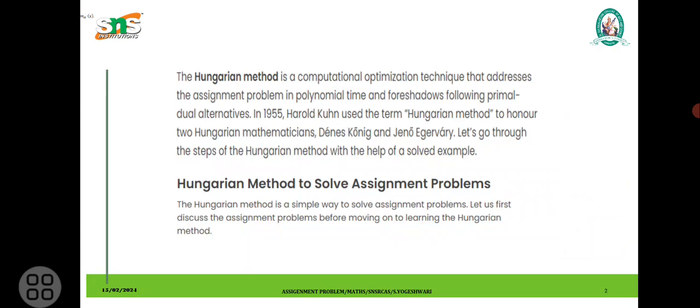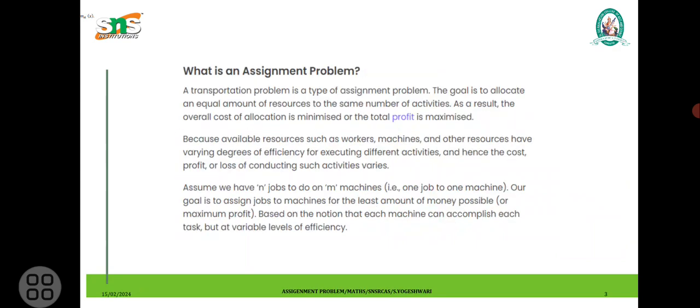Let's go through the steps of the Hungarian method with the help of a solved example. The Hungarian method is a simple way to solve assignment problems. Let us first discuss the assignment problem before moving on to learning the Hungarian method. What is an assignment problem? I already taught you what an assignment problem is in the above topic. The transportation problem is a type of assignment problem.